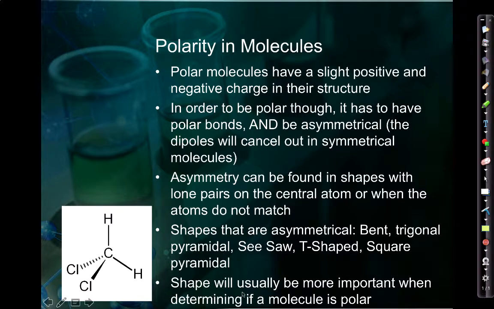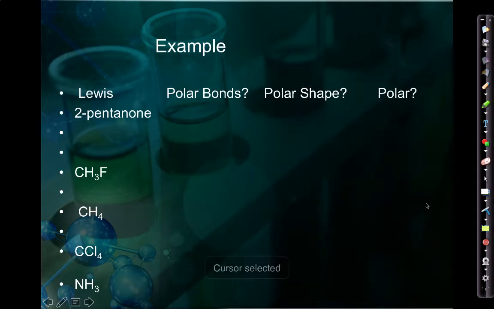Usually we look at the shape more than anything because, like I said, most bonds are going to be considered polar. Usually there is a difference great enough for that. All right, so let's look at some examples. We're going to do this one last.